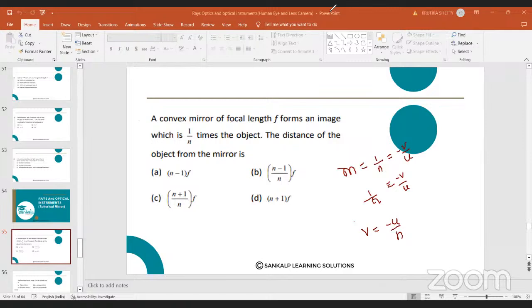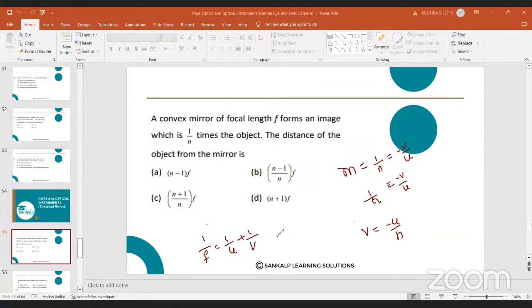That is, we need to use the mirror formula here. The mirror formula is given by 1 by F is equal to 1 by U plus 1 by V. So we can substitute the value of V here. What is the value of V?